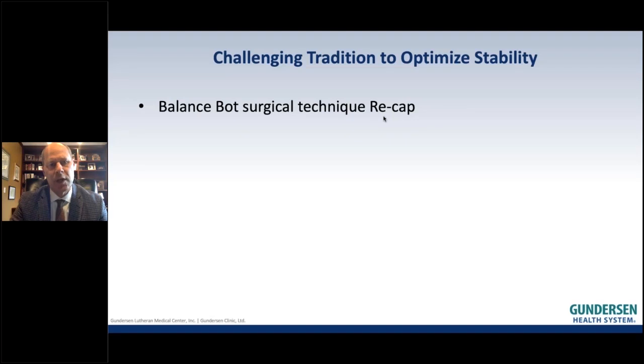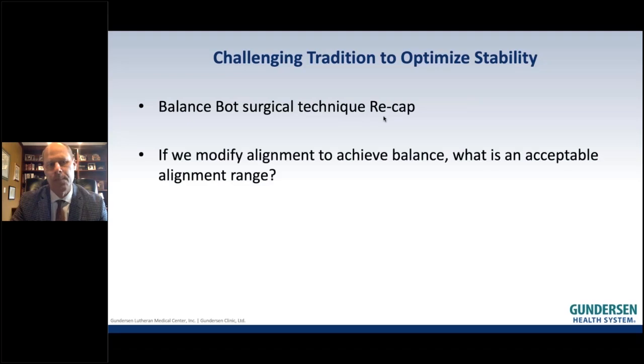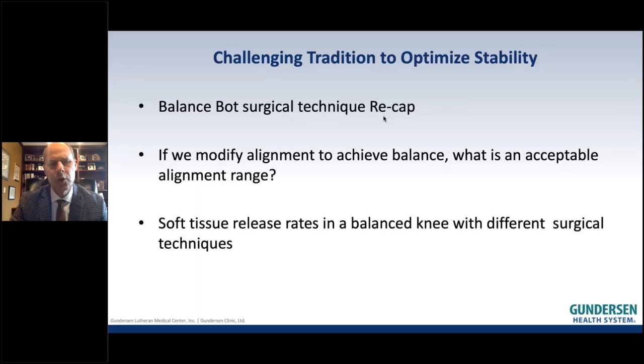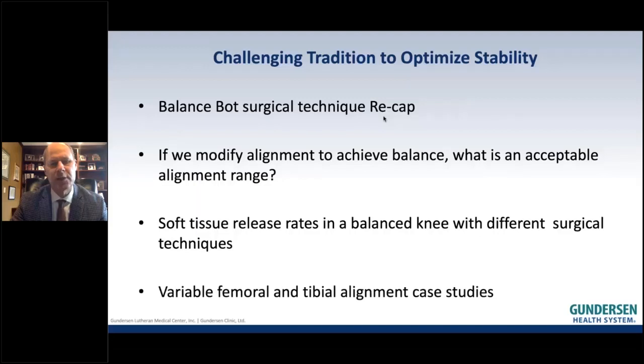We're going to start with a recap of the BalanceBot technique for those of you that might not be familiar with it. This is the first of a number of questions we're going to ask and then hopefully answer. And the question is, if we modify alignment to achieve balance, what is an acceptable alignment range? We're going to talk about soft tissue release rates in a balanced knee with different surgical techniques. And then we're going to show a couple case studies and talk about what happens when we might vary the femoral or the tibial alignment.